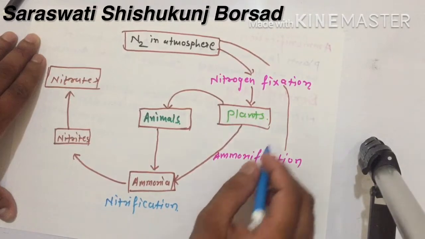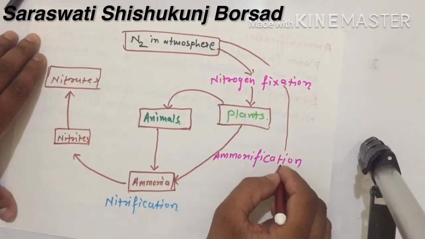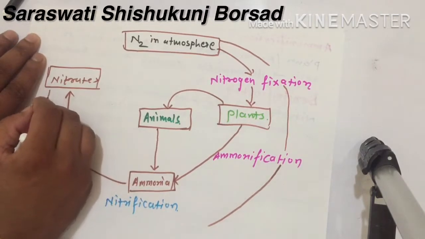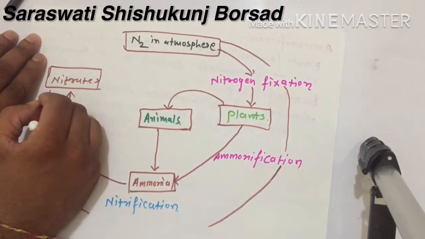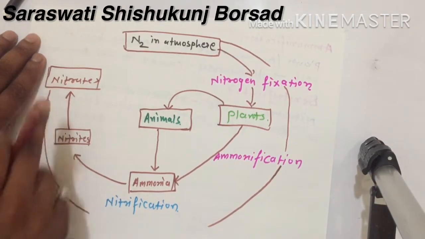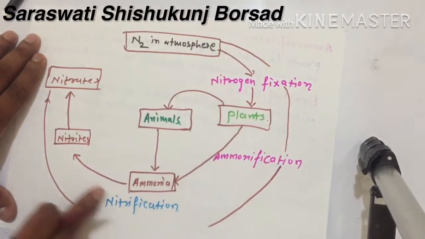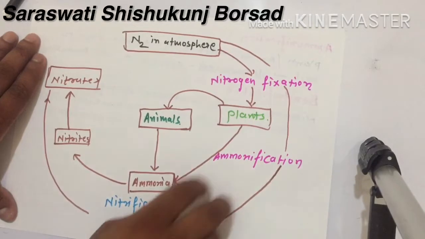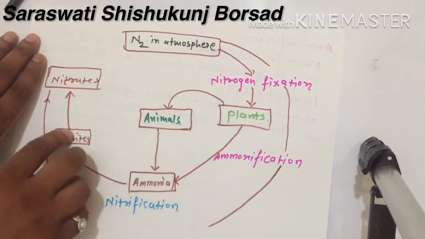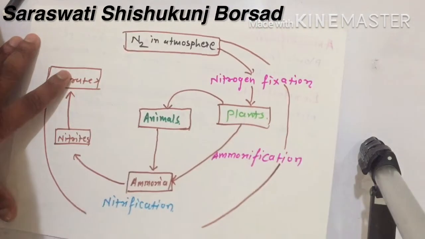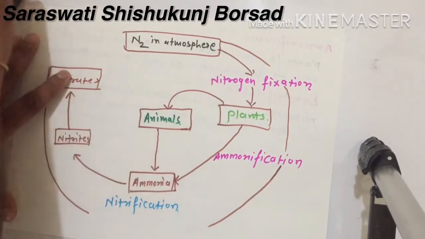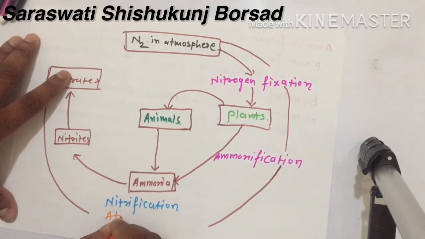Okay, this nitrification process, in that we can convert the nitrogen into nitrites and nitrates. In this process, directly the atmospheric nitrogen will convert into nitrites, not only by plants and animals and this ammonification, it is also done there by atmospheric and industrial fixation.